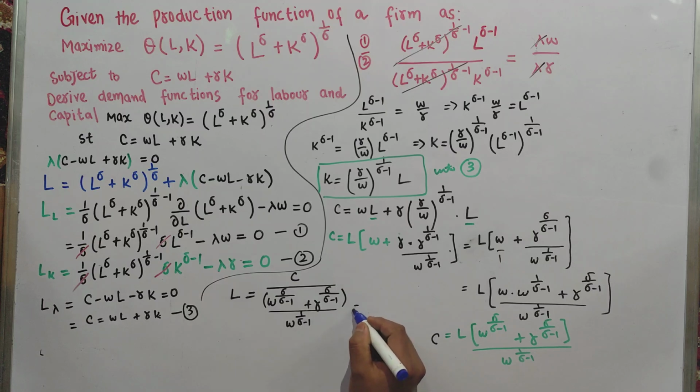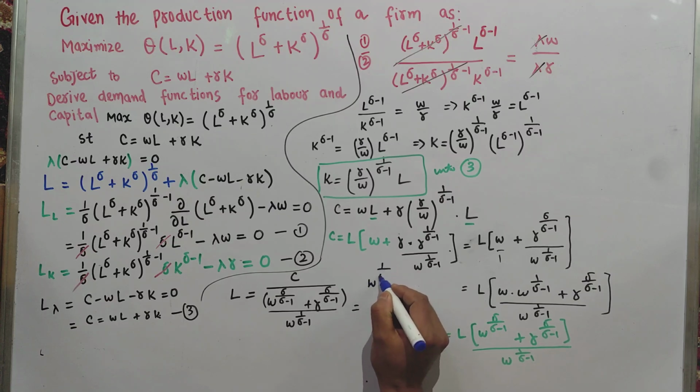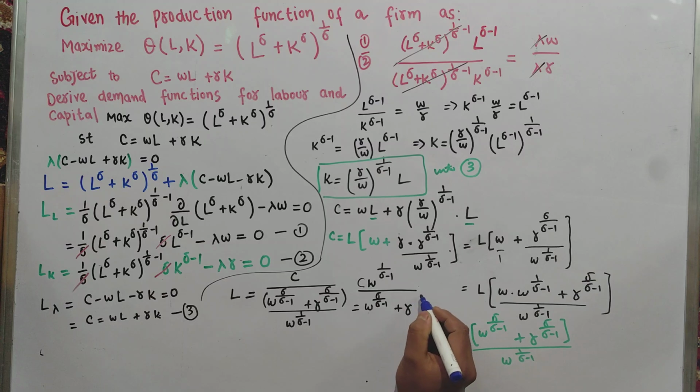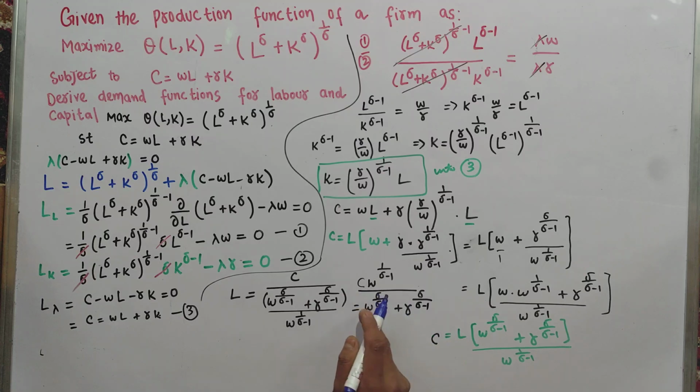Okay, so simplifying it again, the demand for labor will be equal to, if we reciprocate it, W raised to the power 1 divided by (delta minus 1), and obviously we have C also here, divided by W raised to the power delta divided by (delta minus 1) plus R raised to the power delta divided by (delta minus 1). Let's write it here: this will be the demand for labor.